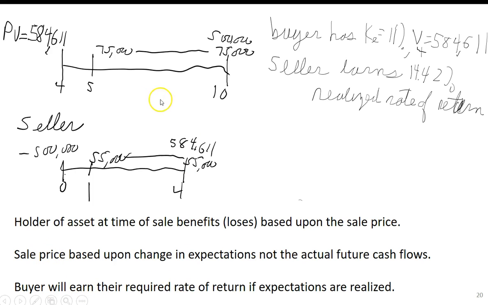The buyer paid $584,000, is going to pay $75,000 a year, and will get $500,000. If you solve for this rate of return, you'll see that it's exactly 11%. So the person who is impacted from the change in expectations is the holder of the asset at the time of the sale.